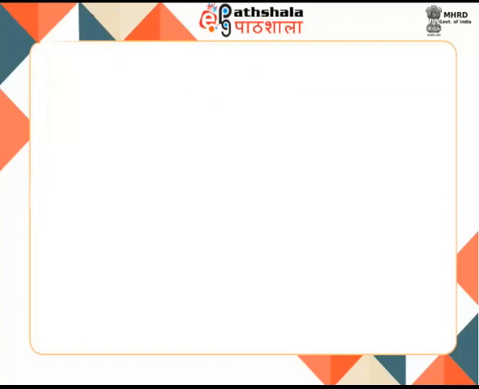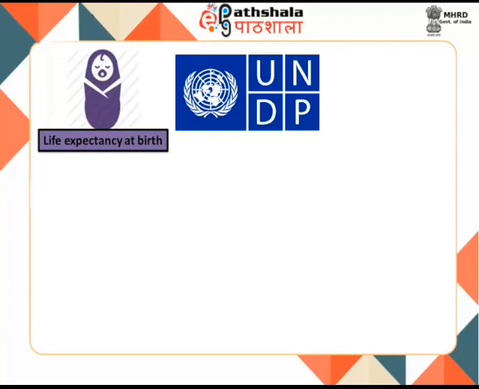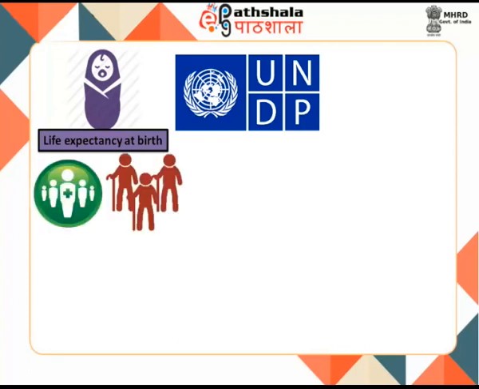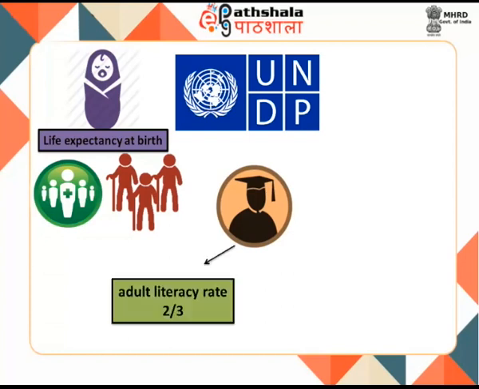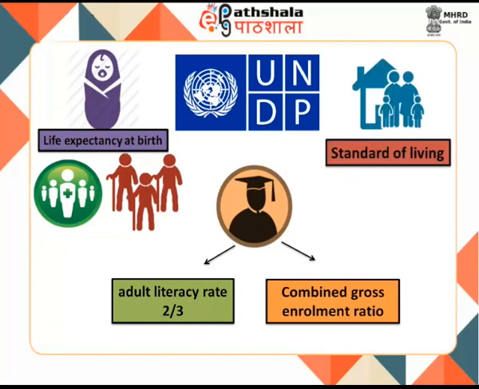Now let's look at the methodology used to calculate the Human Development Index. Till 2010, the United Nations Development Programme used to combine the following three dimensions: life expectancy at birth as an index of population health and longevity; knowledge and education as measured by the adult literacy rate with two-thirds weighting, and the combined primary, secondary, and tertiary gross enrollment ratio with one-third weighting; and standard of living as indicated by the natural logarithm of gross domestic product per capita at purchasing power parity.